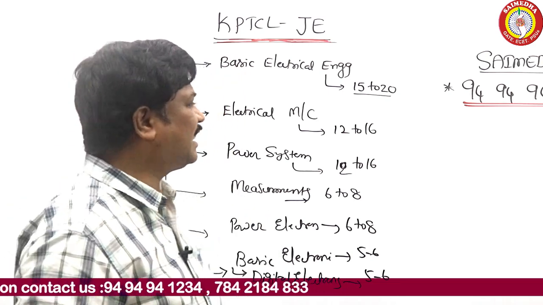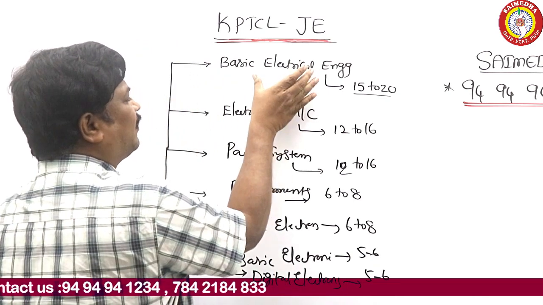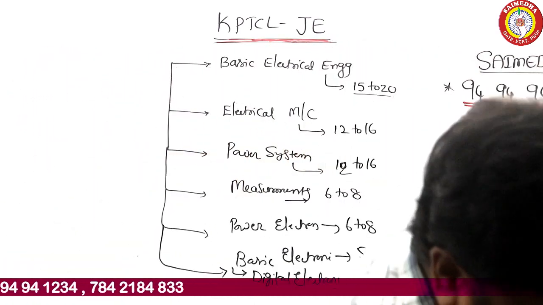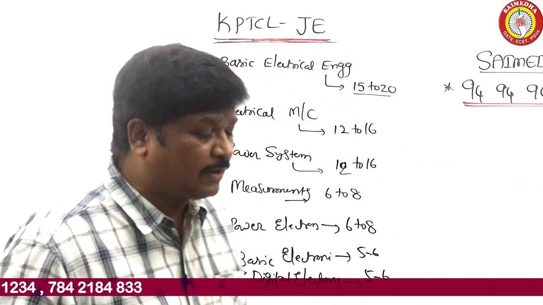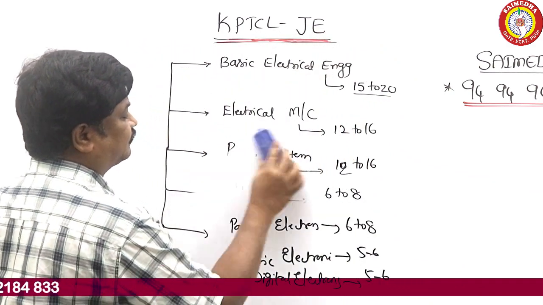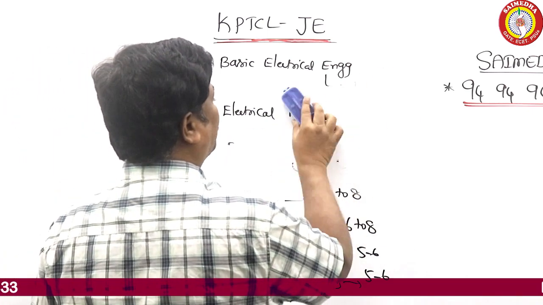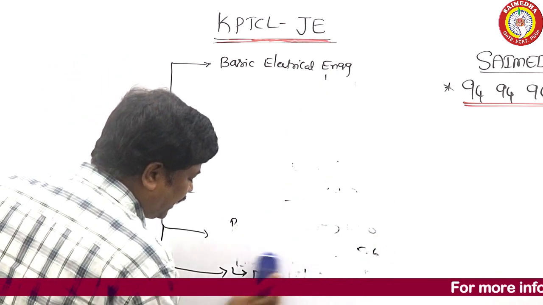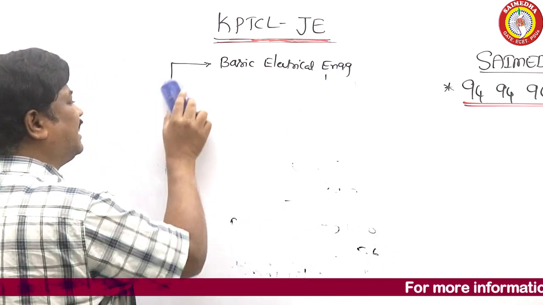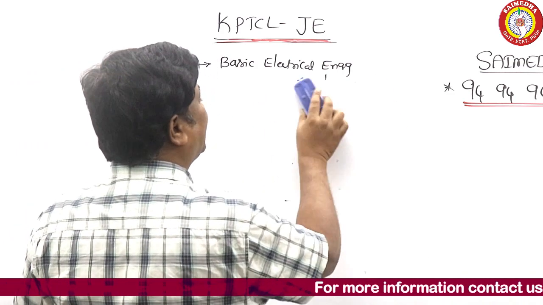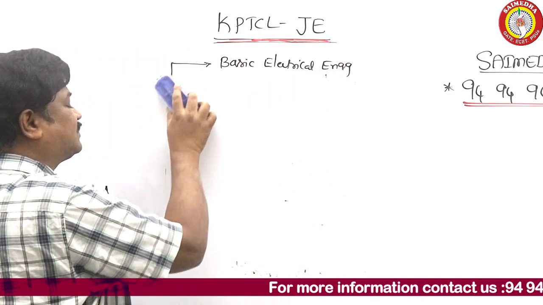But sir, how are the questions available from basic electrical engineering? Where should I concentrate in basic electrical engineering? How will the questions appear? Those things we have to discuss one by one. Sir, what about basic electrical engineering? Here, in basic electrical engineering, we have DC fundamentals and AC fundamentals. DC circuits and AC circuits.